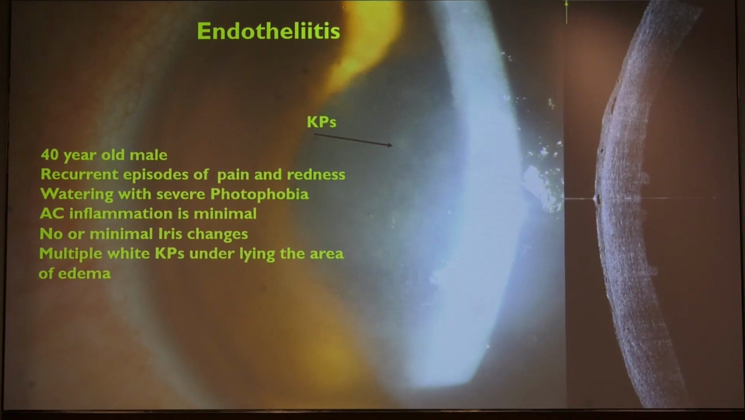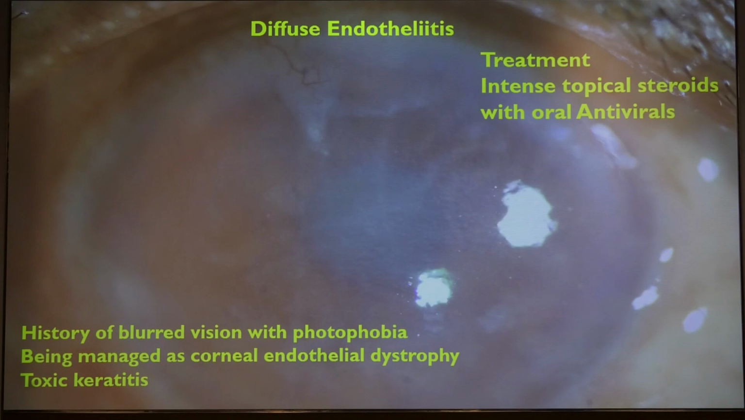You can see this in the OCT as well, those big KPs. This is the sectoral or disciform type of endotheliitis. The other form is diffuse endotheliitis, which presents as diffuse corneal edema, and is often diagnosed as toxic keratitis or corneal endothelial dystrophy, and many a time diagnosed simply as corneal edema, especially if the patient is pseudophakic.